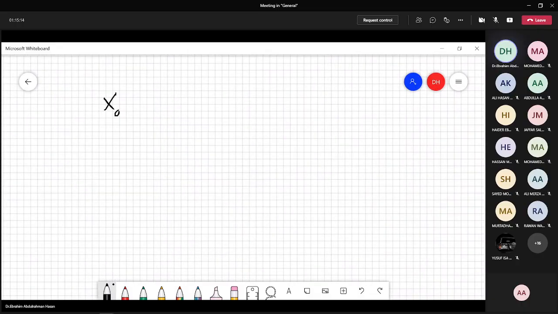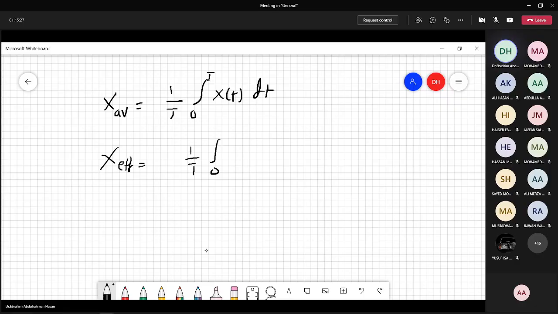So for average, always use this one: x average equal to 1 over T integration from 0 to T of x of t dt, and x effective is equal to the square root of 1 over T integration from 0 to T of x squared t dt. This is the general law.